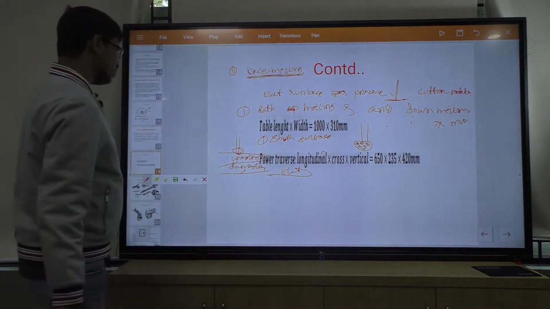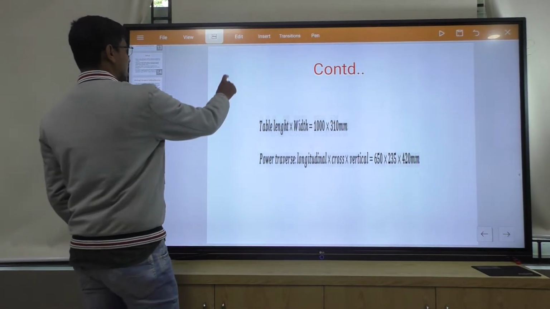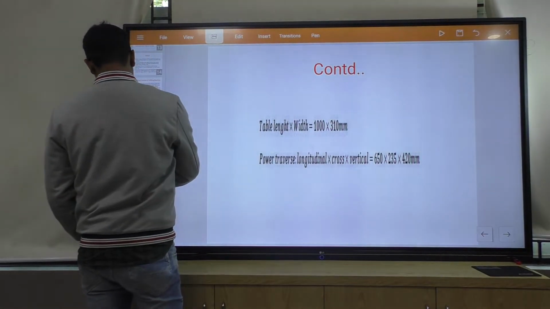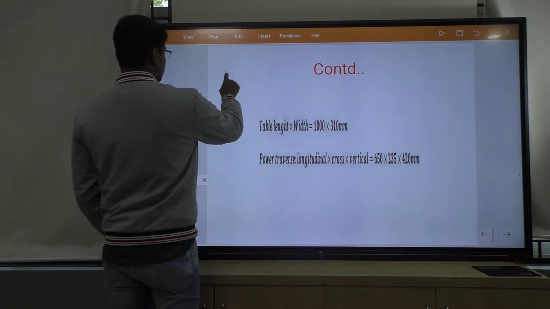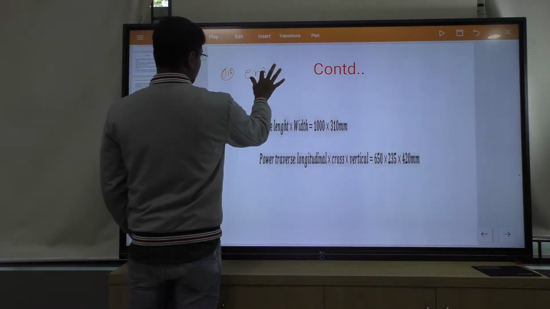Then another method of milling is end milling. This is the third one.